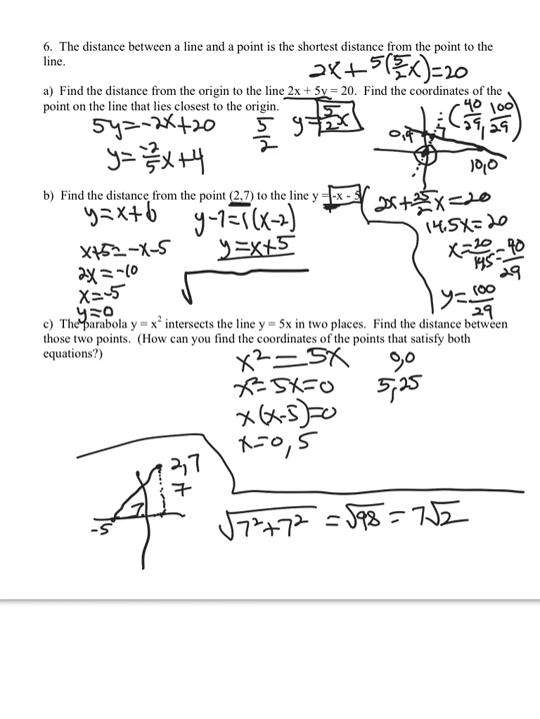So we want to find the distance from this point 0, 0 to the point 5, 25, and that's just going to be the square root of 25 minus 0 squared plus 5 minus 0 squared, which is equal to the square root of, this is going to give us 625 plus another 25 gives us 650, which is also equal to 5 times the square root of 26. Okay.